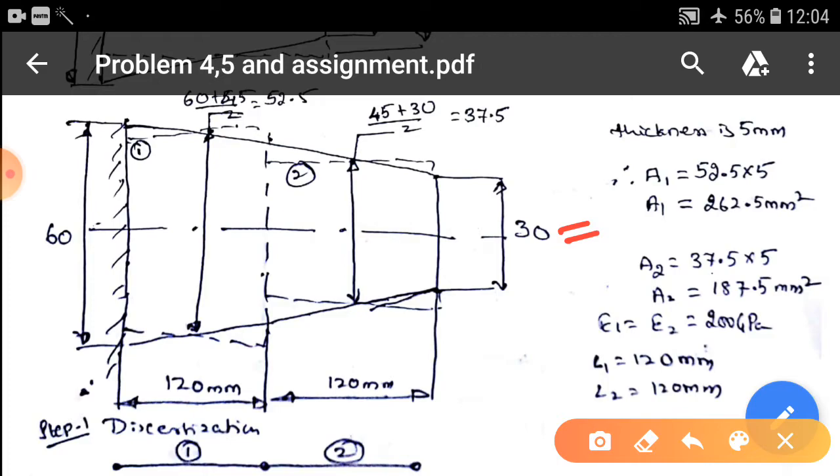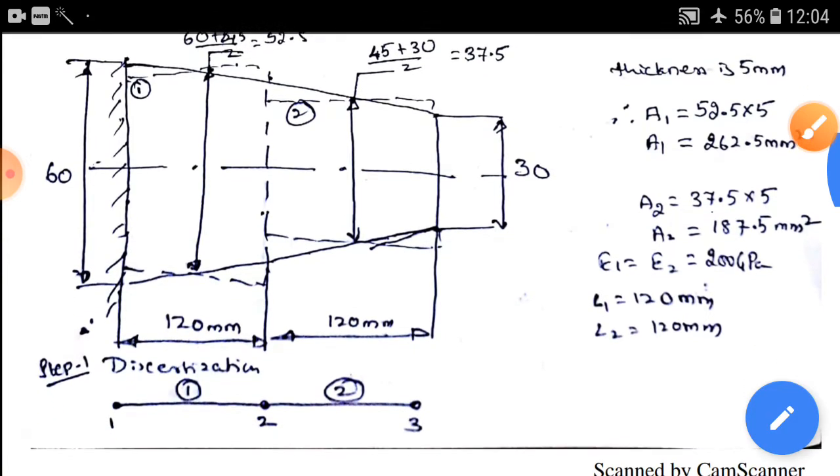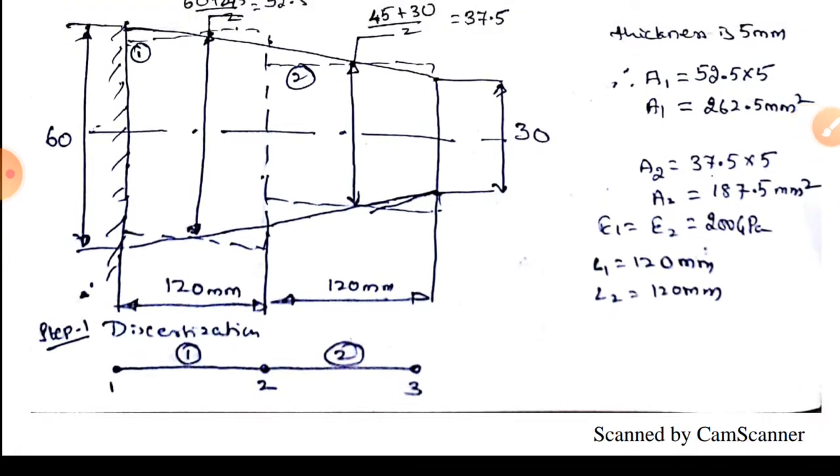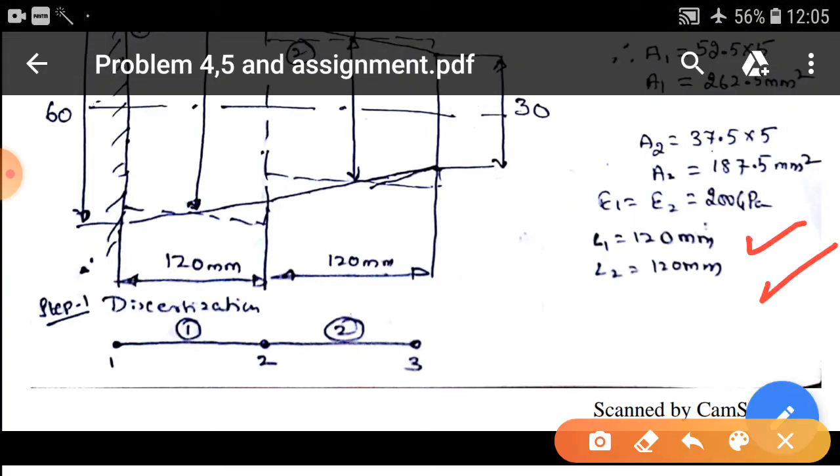Here Young's modulus of the whole section is the same, so E1 is equal to E2, that is 200 GPa. And we have located the second node in between, at the point of application of force, that is at 120 mm. So the length of the first element becomes 120 and the second element also becomes 120, exactly at the middle.